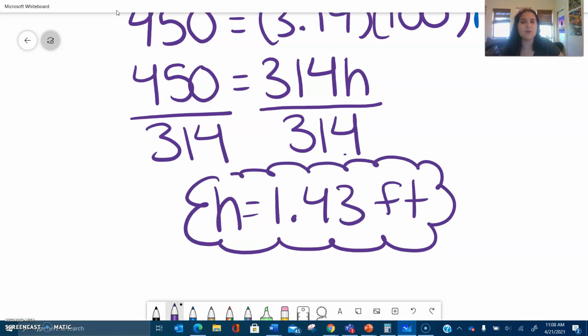Yay! So it's really important when you're solving equations and you're trying to solve for a missing value, you just take it one step at a time, use inverse operations, substitution, and just take it one step at a time.